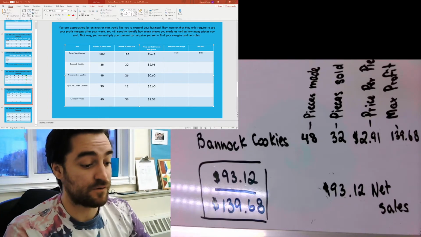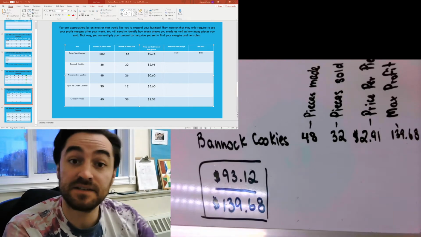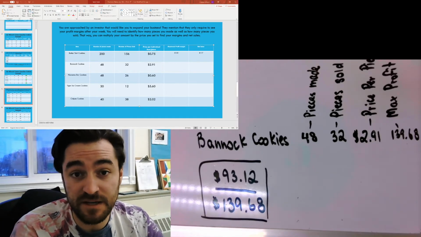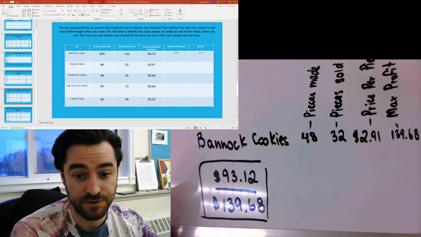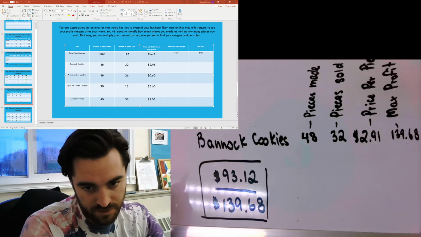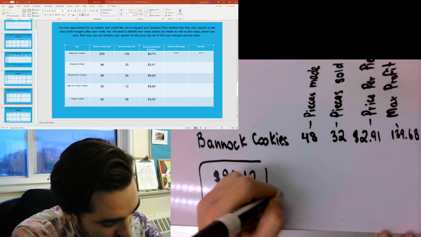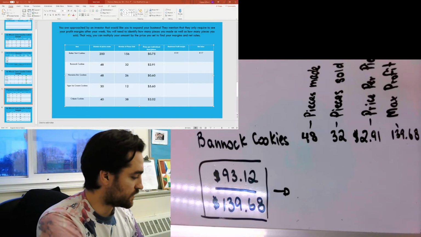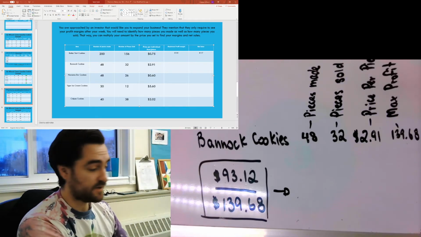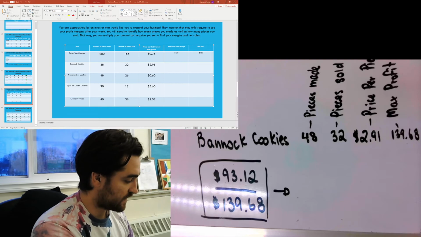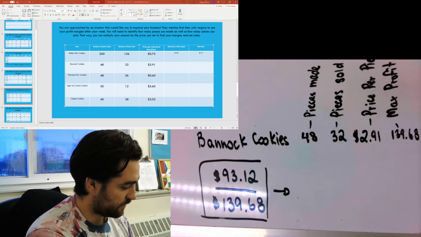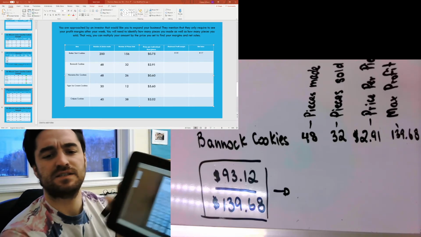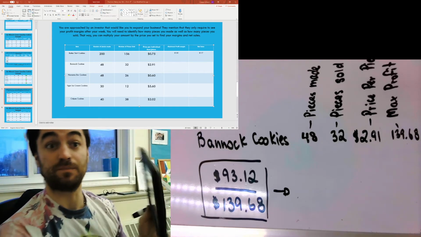Last step for the challenge question is it asks you guys to see if you can take your information and turn it into a percentage. Reminder, first thing you have to do to make a percentage out of a fraction, you've got to divide first to get a decimal number. So if I were to take my handy calculator here, and do $93.12 divided by $139.68, I get a decimal number 0.66 repeating.